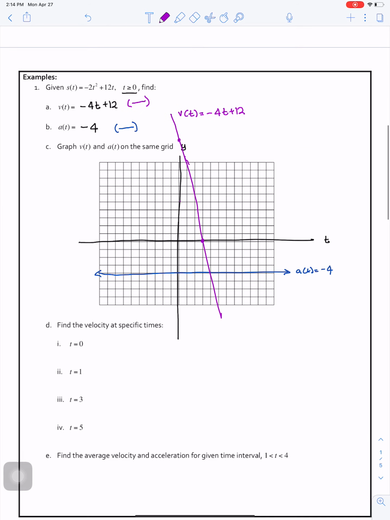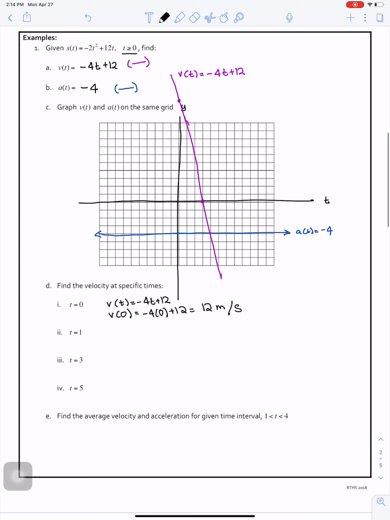Now it says find the velocity at these very specific times. Since there's only one time given each time, I'm just going to take my velocity function, which is -4t plus 12, and I'm going to sub in my different times. V of 0 is -4 times 0 plus 12, which is 12 meters per second. I'm going to assume we're working in meters per second. My velocity at 1 is -4 times 1 plus 12, so that's 8 meters per second. My velocity at 3 is -4 times 3 plus 12, which is 0 meters per second.